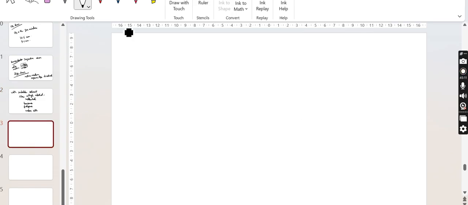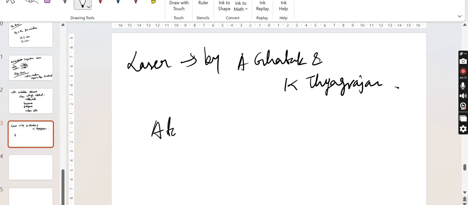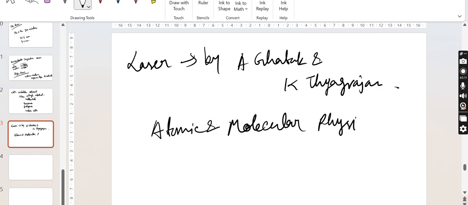More details you can find in the Laser book by Ajay Ghatak and K. Thyagarajan, and also in the Atomic and Molecular Physics book by Rajkumar.